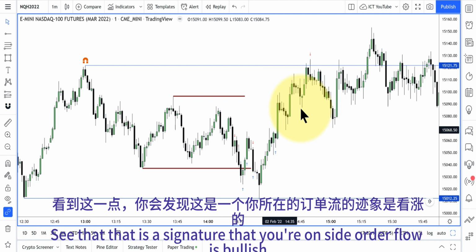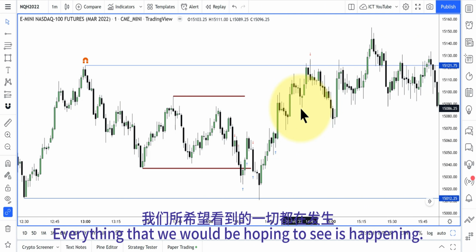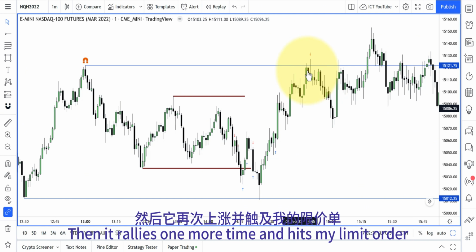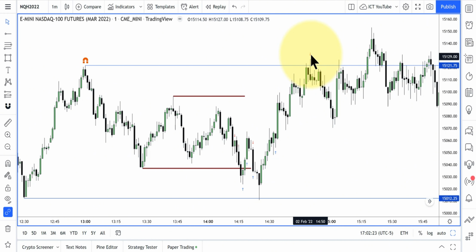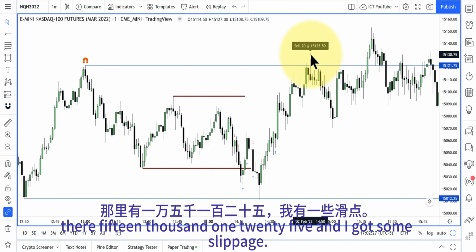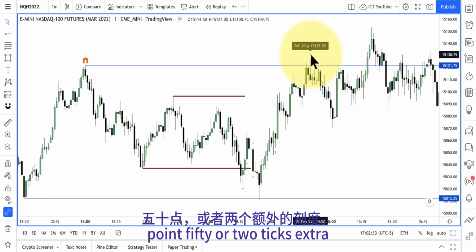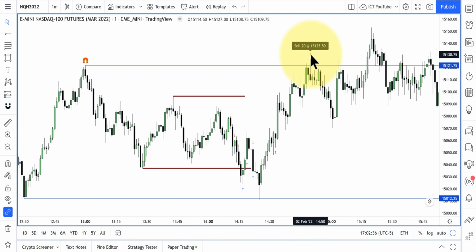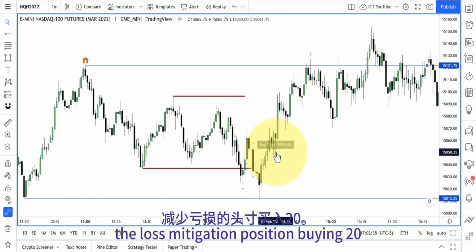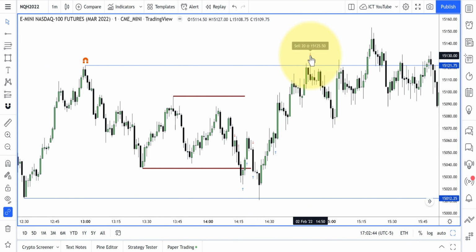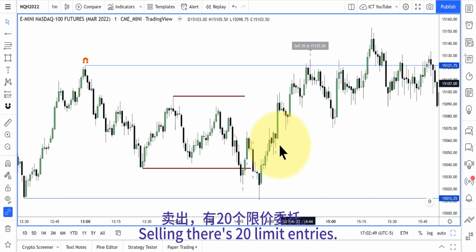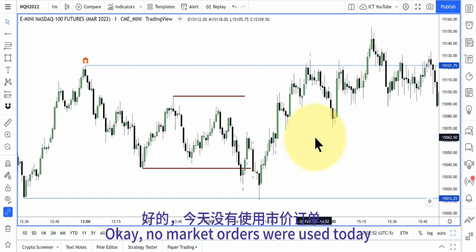See that? That is a signature that your on-side order flow is bullish. Everything that we would be hoping to see is happening. Then it rallies one more time and hits my limit order right there, 15,125, and I got some slippage. It looks like 50.50 or 2 ticks extra. Okay, so on the loss mitigation position, buying 20 on a limit exit, selling those 20 limit entries. Okay, no market orders were used today.